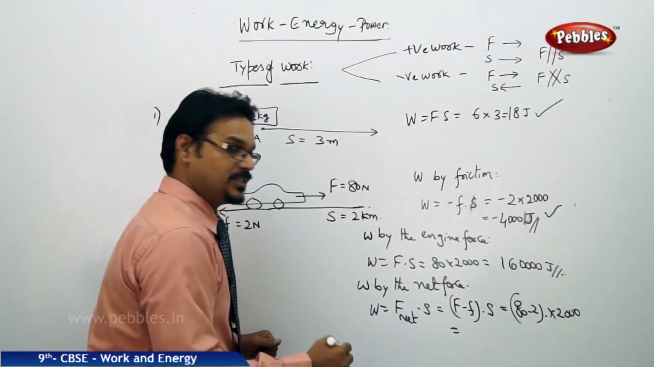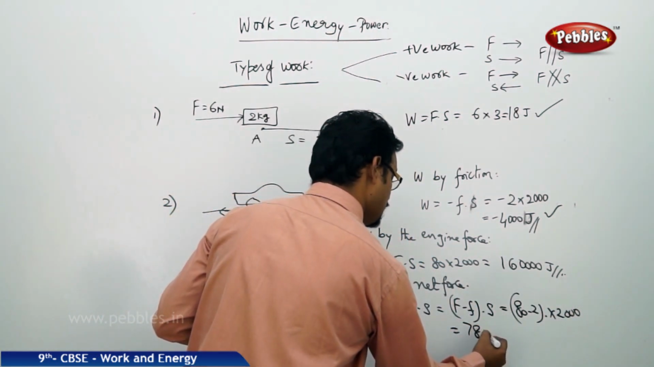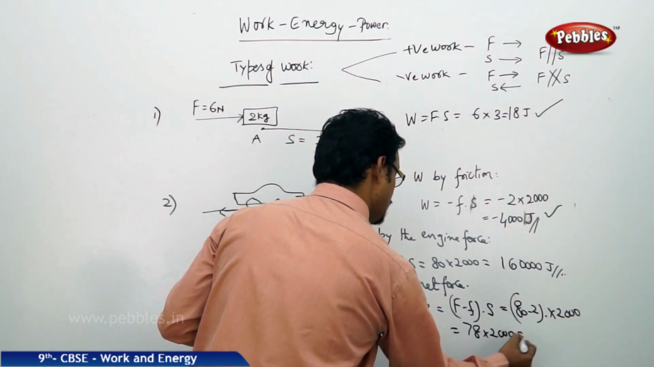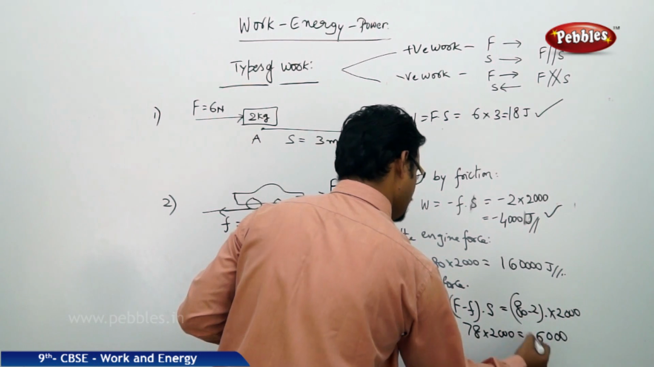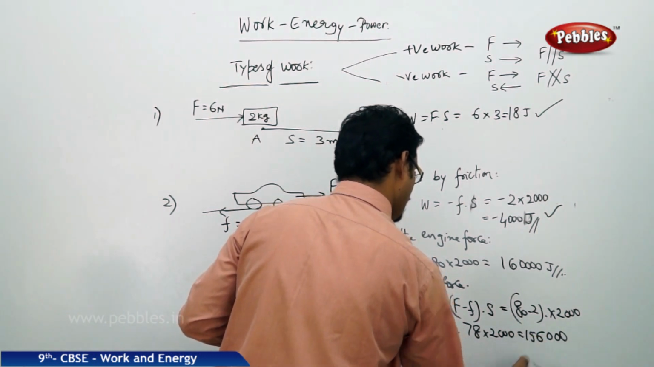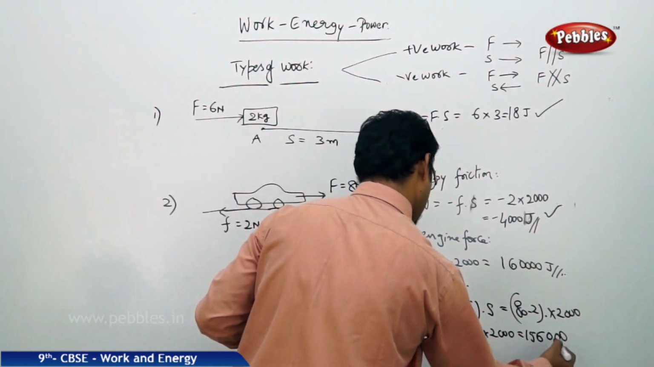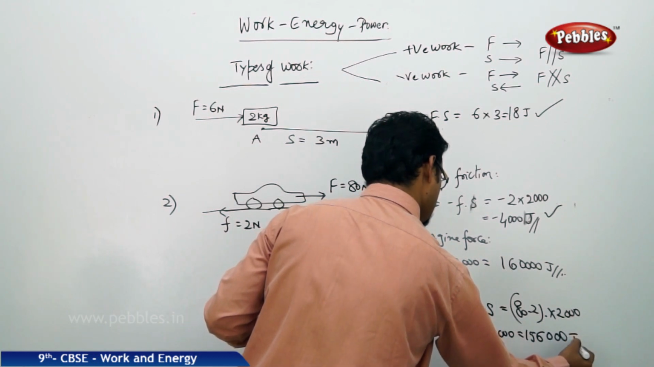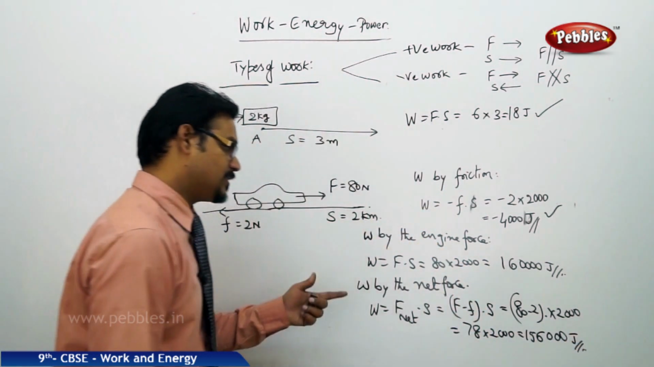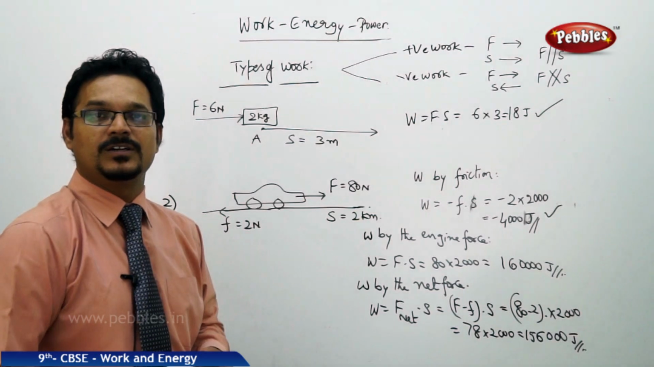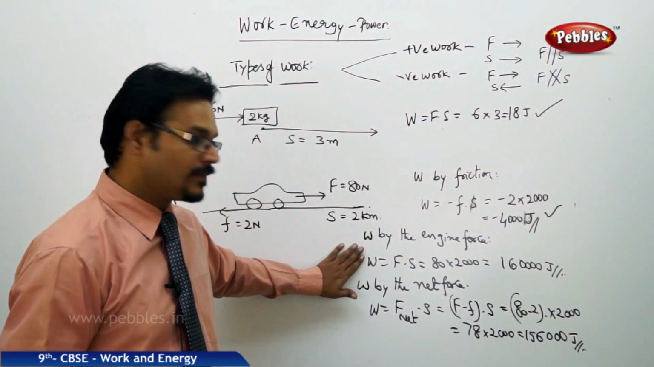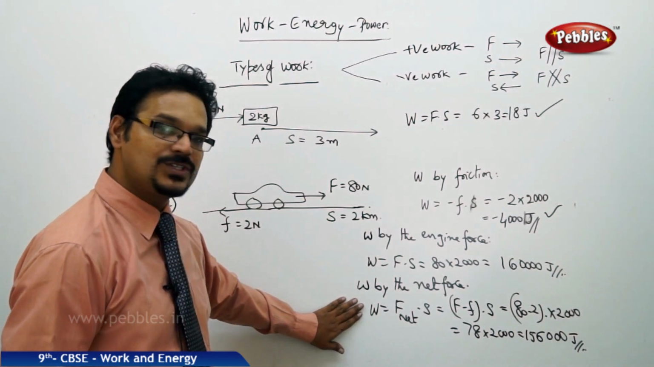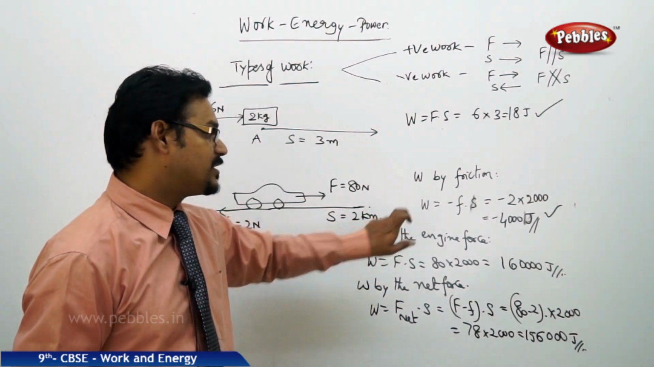So how much is it? 78 into 2000 equals 156,000 joules is the net amount of work done. See, this is the work done by the engine, this is the work done by the net force, and that's the work done by the frictional force.